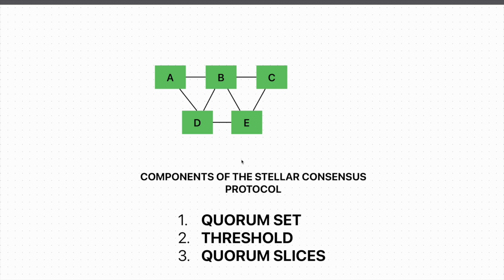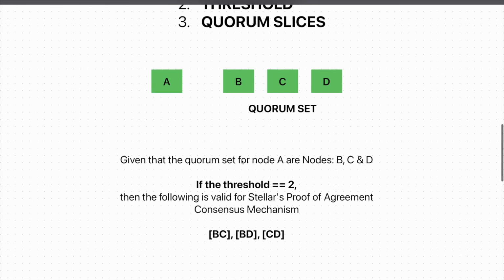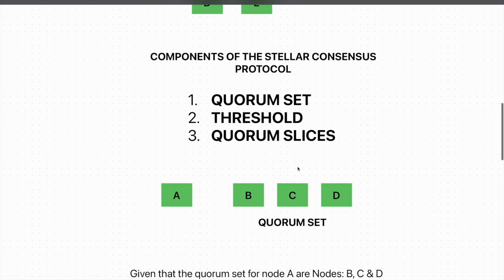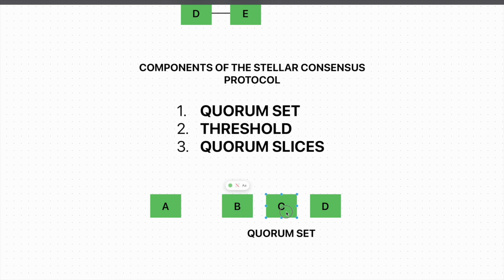So what does this quorum set mean? Given that node A decides that my quorum set is B, C, and D, it means that I choose node B, node C, and node D as trusted nodes. I trust them as nodes that also exist on the network, so they can also be part of the consensus mechanism. So I'm trusting these three nodes. That's node A talking, that I trust node B, node C, and node D. These nodes trusted by node A become the quorum set for node A.